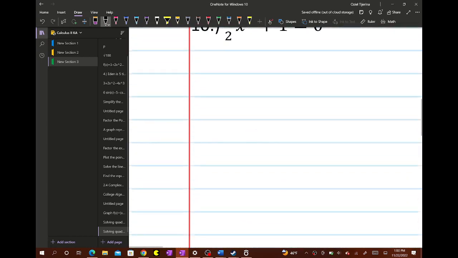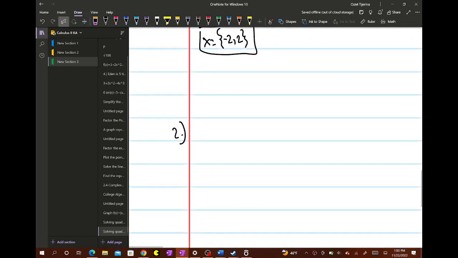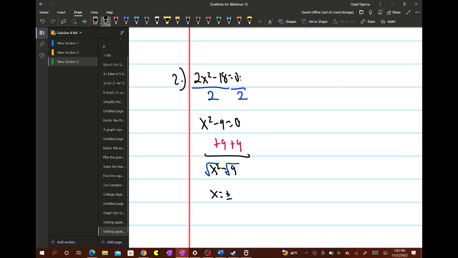The next one we're going to go over is 2x squared minus 18 equals 0. Now there are two ways to do this one. You can either divide both sides by 2 and say x squared minus 9 equals 0, and then add 9 to both sides and say x squared equals 9. And then take the square root and say x equals, again, the positive or negative square root, so plus or minus 3. So x equals 3 or -3.